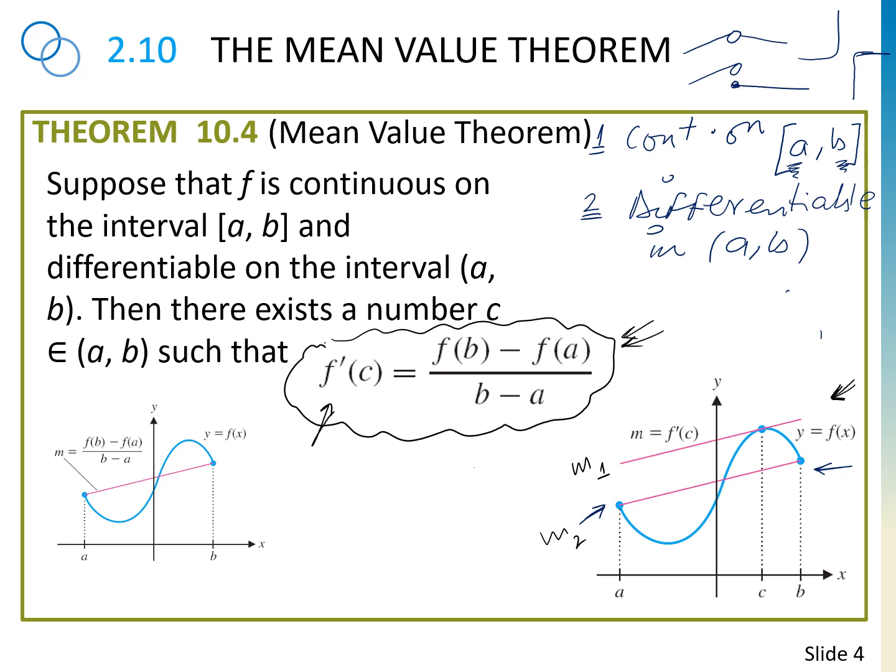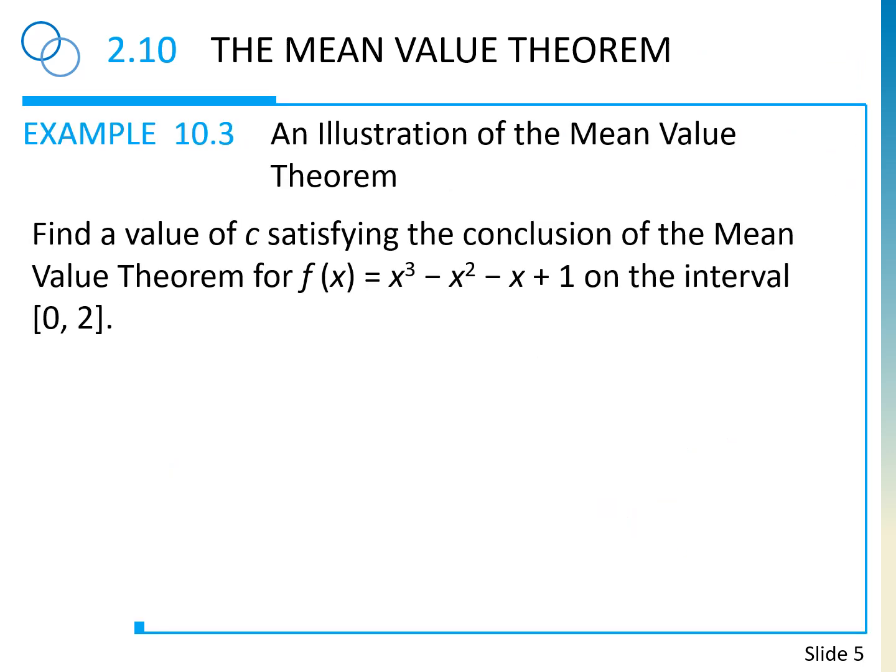What are f of b and f of a? They are the y values at the point b and the point a. Let's try to understand the concept of the mean value theorem by solving some questions. Find the value of C satisfying the conclusion of the mean value theorem for f of x equals x cubed minus x squared minus x plus 1, in the closed interval of 0 and 2.